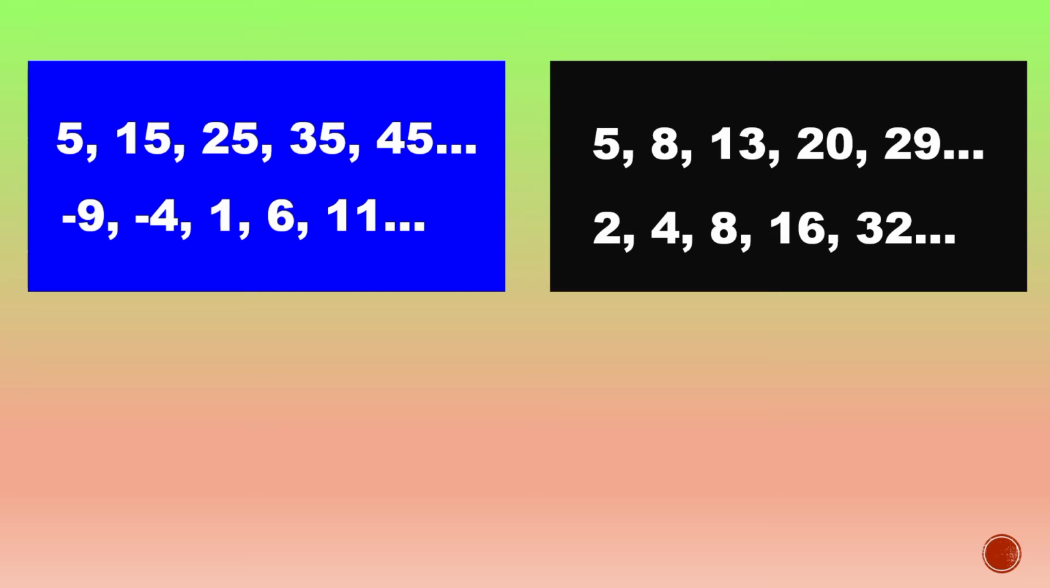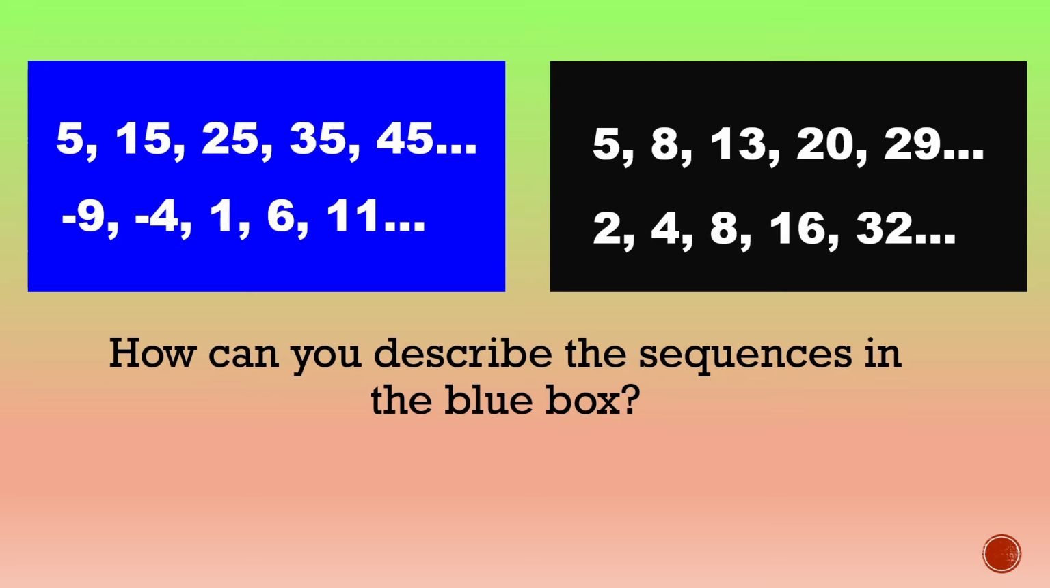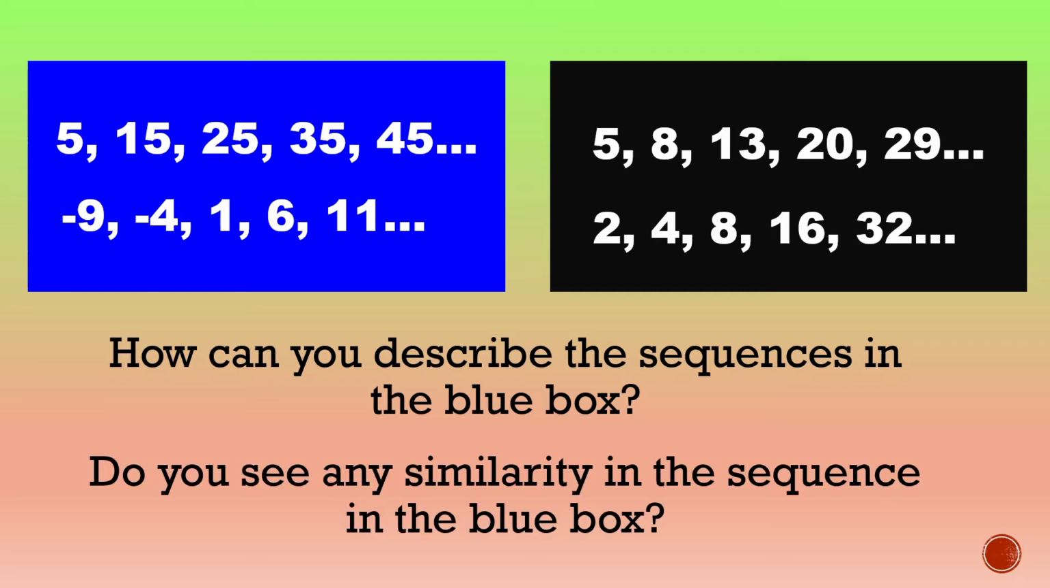Now, let's take a look with the two boxes, the blue box and the black box. How can you describe the sequences in the blue box? Do you see any similarity in the sequence in the blue box? Some of you will say, Ma'am, same number po yung pagitan. Let's check. 5, 15, 25, 35, 45. 5 and 15, the difference or yung pagitan nila is 10. 15 and 25, 10 din. 25, 35, 10 din. 35 and 45, 10 din.